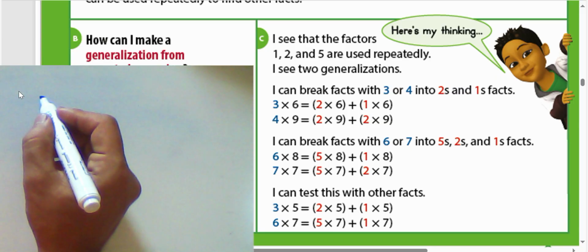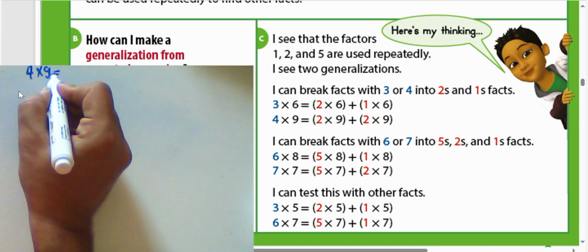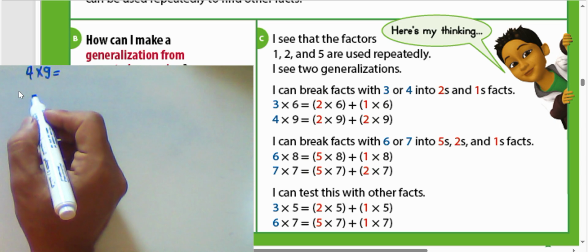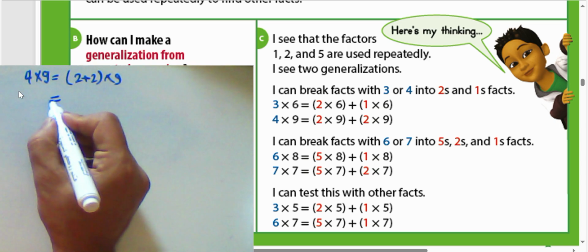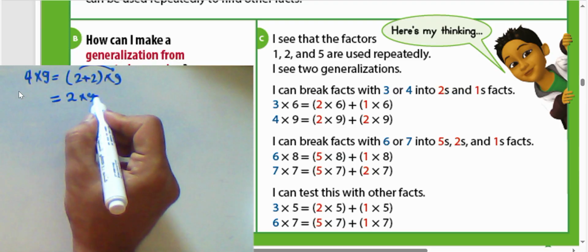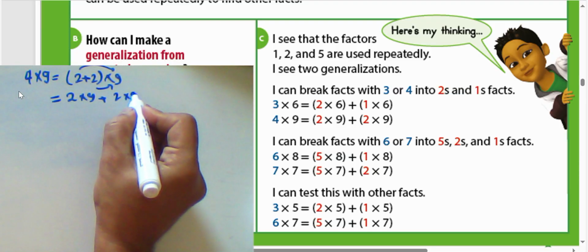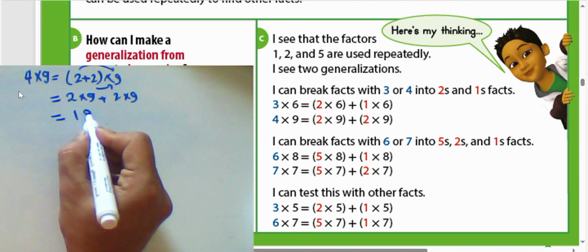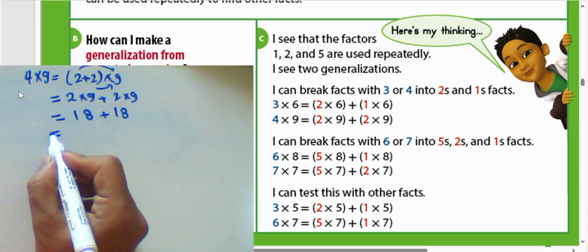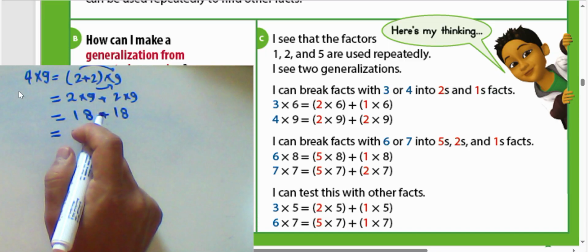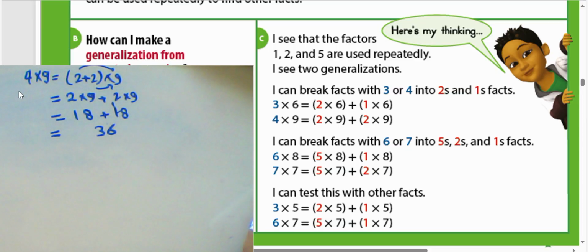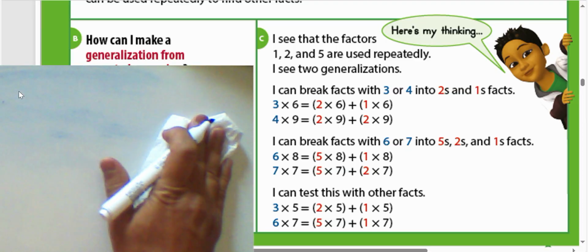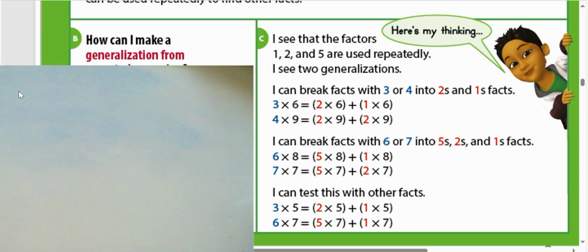And the next question, 4 times 9. We can write 4 equals 2 plus 2, times 9. Then 2 times 9 and 2 times 9. 2 times 9 equals 18, and 2 times 9 equals 18. 18 plus 18: 8 plus 8 equals 16, write 6, carry a 1. 1 plus 1 is 2, 2 plus 1 is 3. The result will be 36. The answer here is 36.